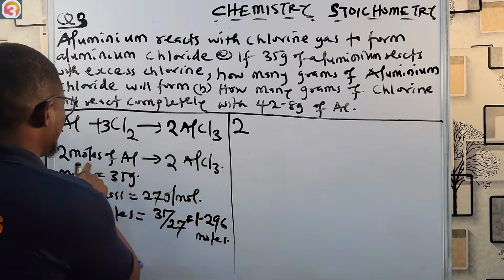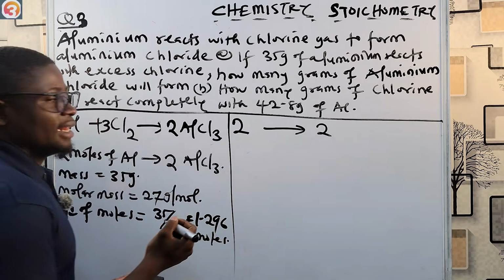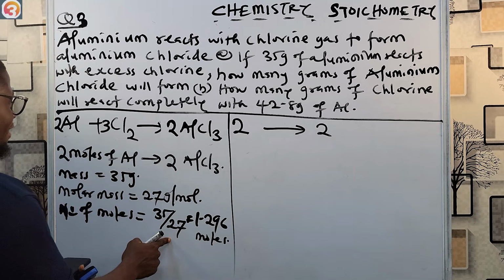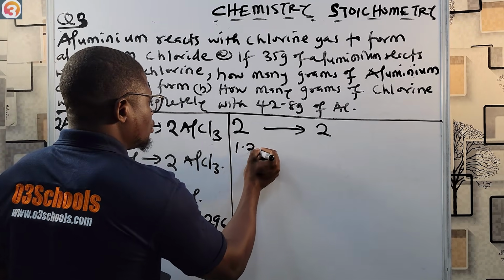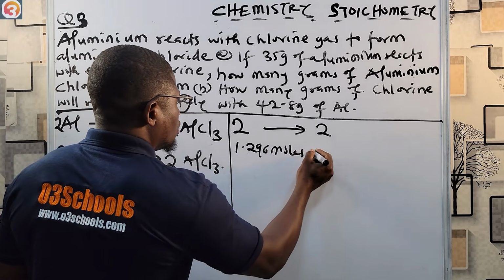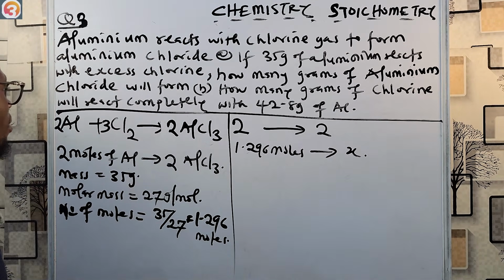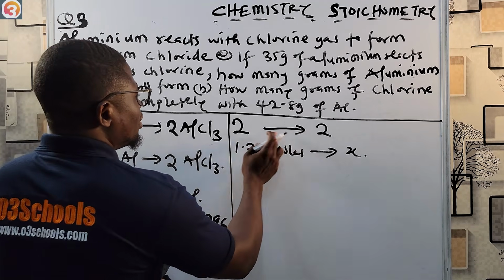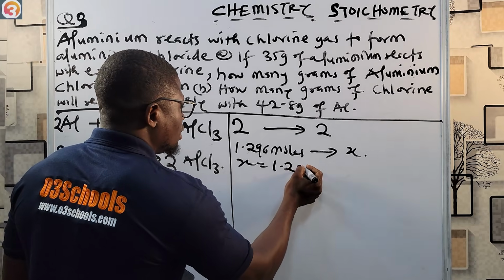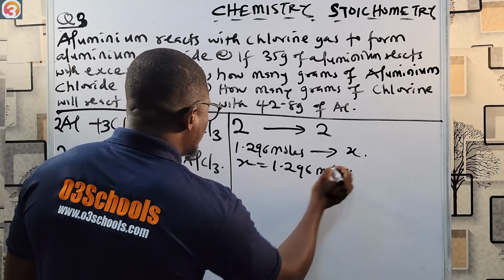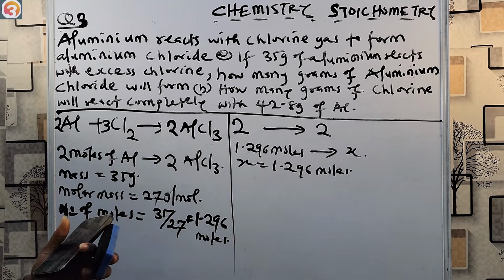Here we know that 2 moles of aluminium give us 2 moles of AlCl3. Now 35 over 27, that's 1.296 moles. 1.296 moles will give us X. From our stoichiometric relationship, it's already very obvious that it is 1 to 1. So our X is also 1.296 moles. So the number of moles of aluminium chloride that will form will also be 1.296 moles.